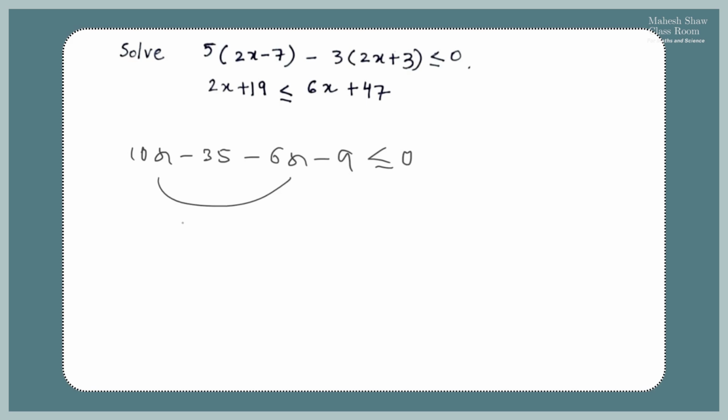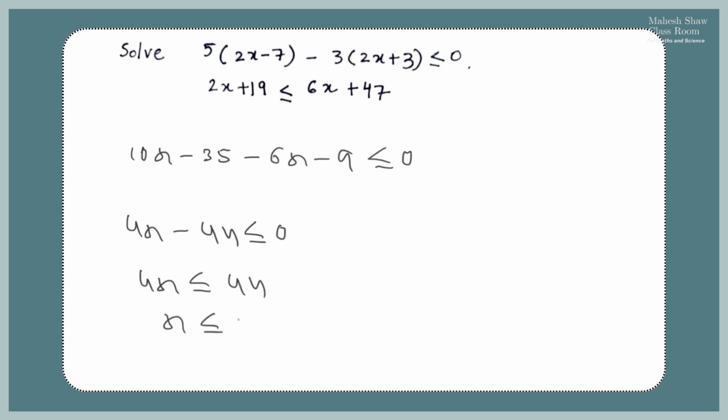So 10 minus 6 is how much? 4x, and this is how much? Minus 44 is less than equal to 0. This implies 4x is less than equal to 44, or x is less than equal to 11. So this is one solution we got for this. Now let's solve the other one.